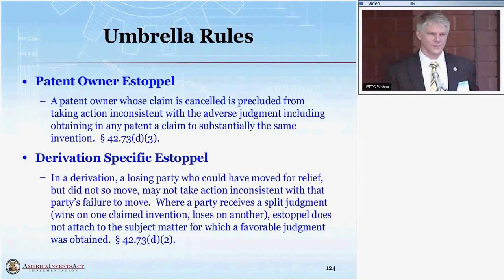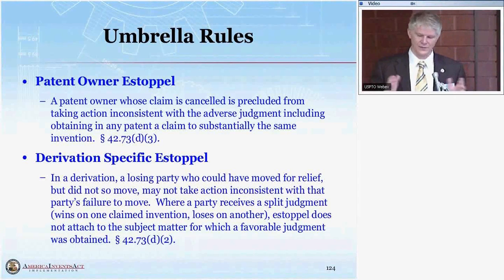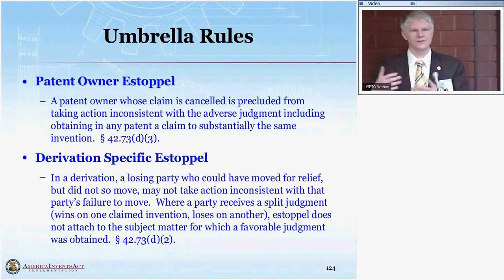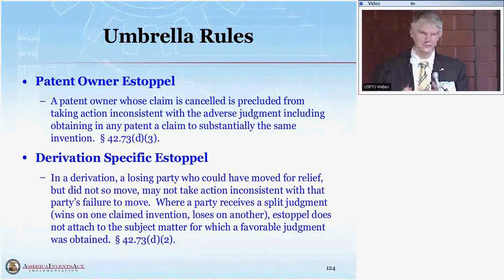So if you're already in the trial and you're a patent owner, you need to bring your amendments at that time. Otherwise, there is a patent owner estoppel. So bring your amendments in. Don't try and reserve them for a later process.